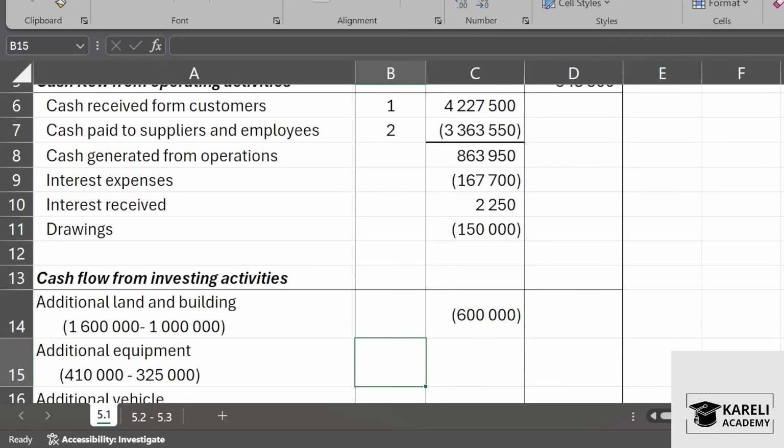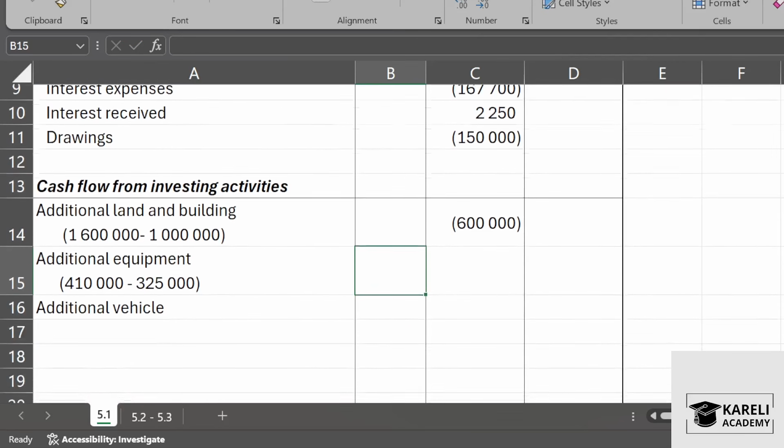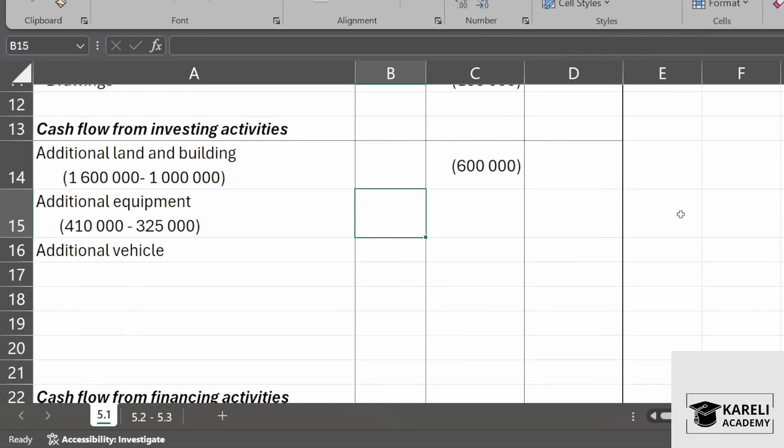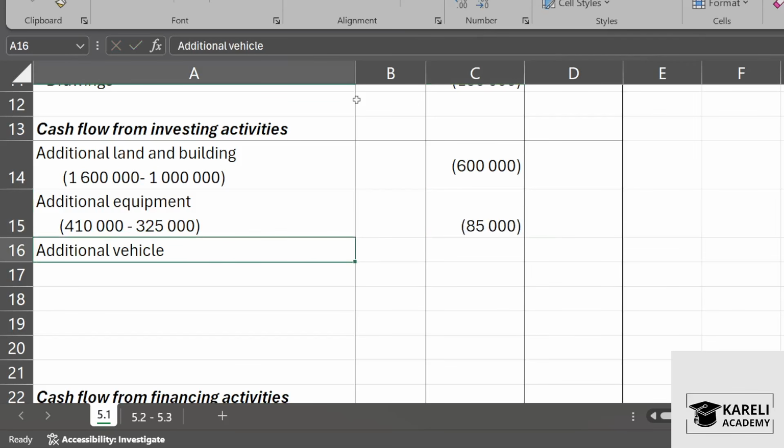And how much will it be? And remember, it should always be in brackets as well. But the difference will be 80,000, meaning there's an additional equipment of 85,000.